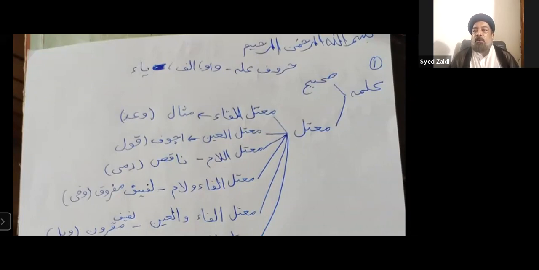Mu'talul fa. And you know, the wow is there. So mu'talul fa, meaning one of the letters, the first letter, is either wow or ya or alif. Therefore, when we say mu'talul fa, we mean that it is mithal. That's a term used for that category. And the example that I've given is wa'ada.